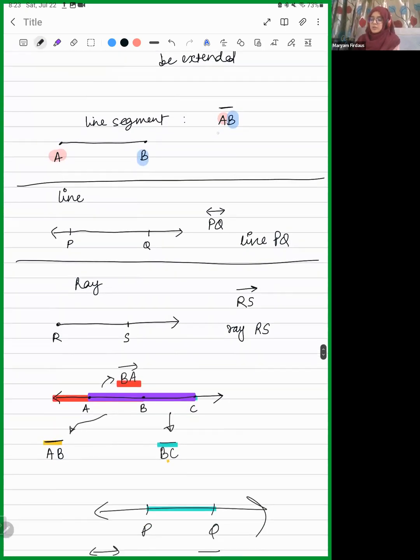How do we name a line segment? How many points are we supposed to discuss in a line segment's name? The starting and the ending. 2 points. Zen, you want to say something? Can you please type it in? A line segment has 2 points.